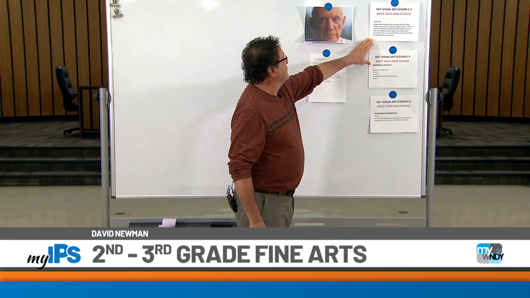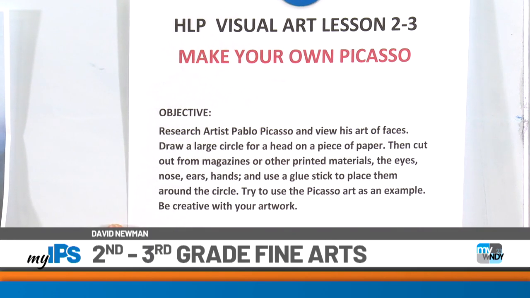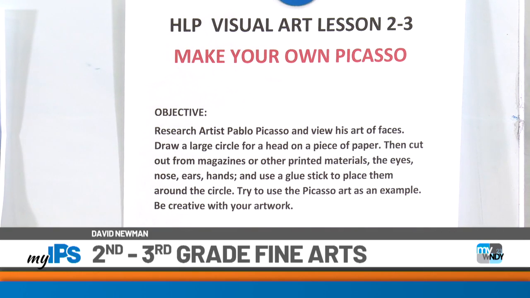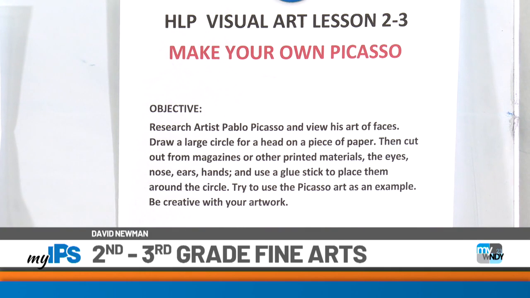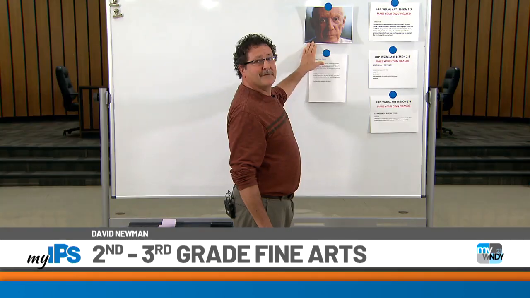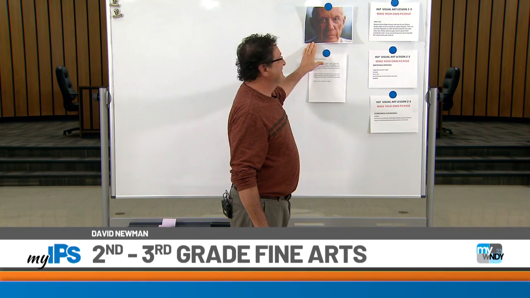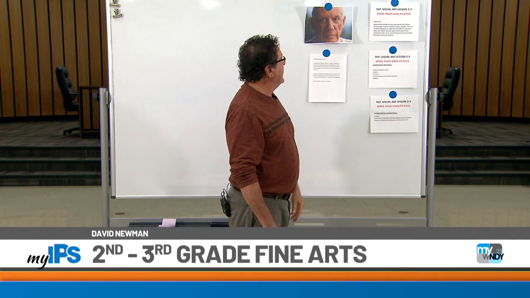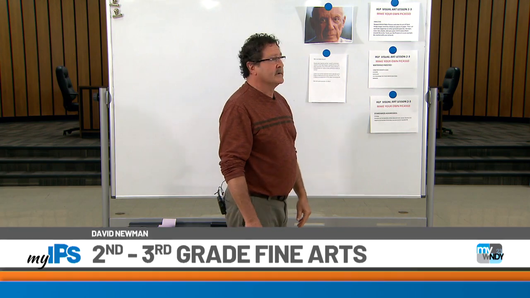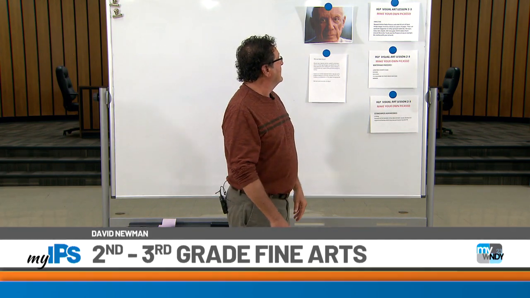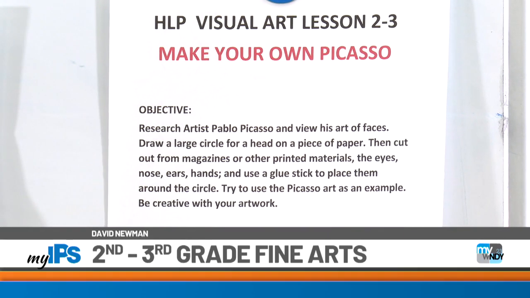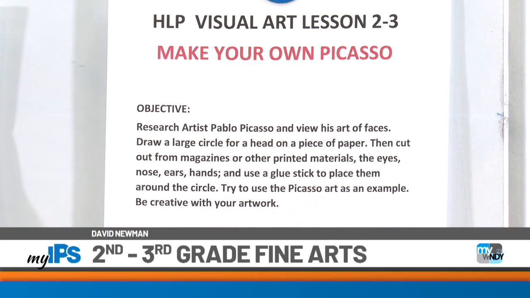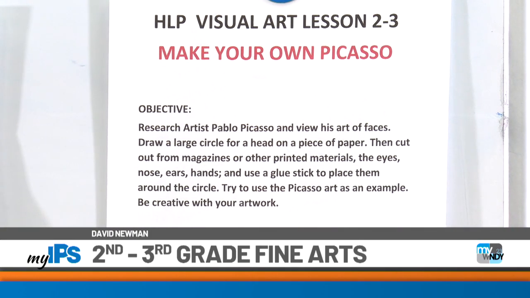Here we are, Make Your Own Picasso. Our objective today is to research artist Pablo Picasso and view his art, particularly his art of faces. In case you're wondering, this is Pablo Picasso right here. Then, we're going to cut out face parts from magazines or other printed materials. We're going to cut out eyes, noses, ears, hands, and then use a glue stick to put them on a large piece of paper and place them around a circle or other geometric shape.